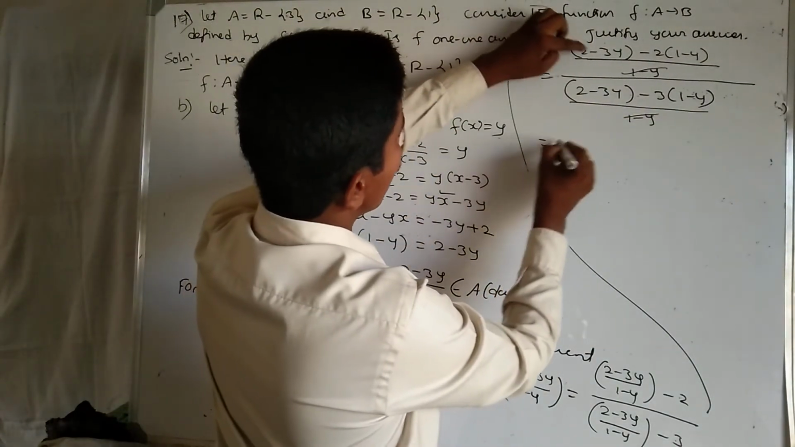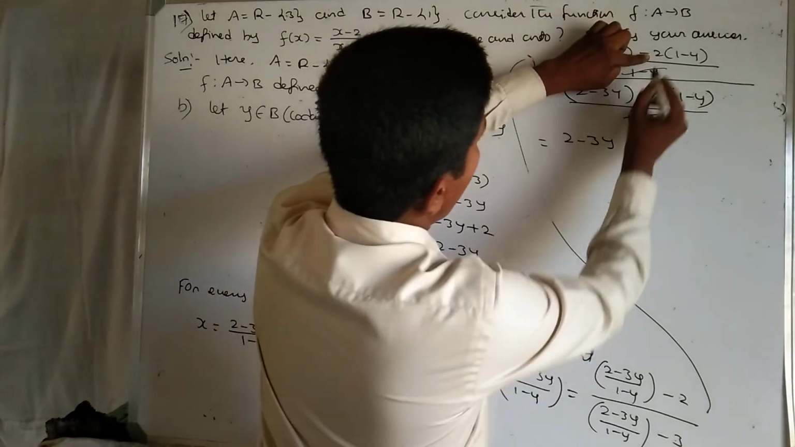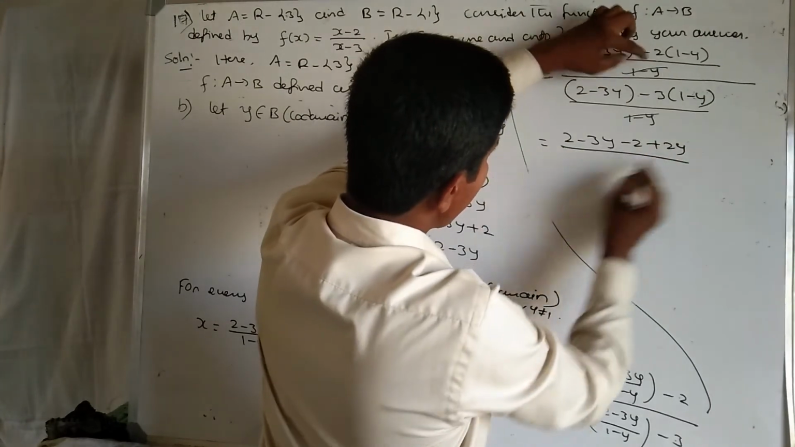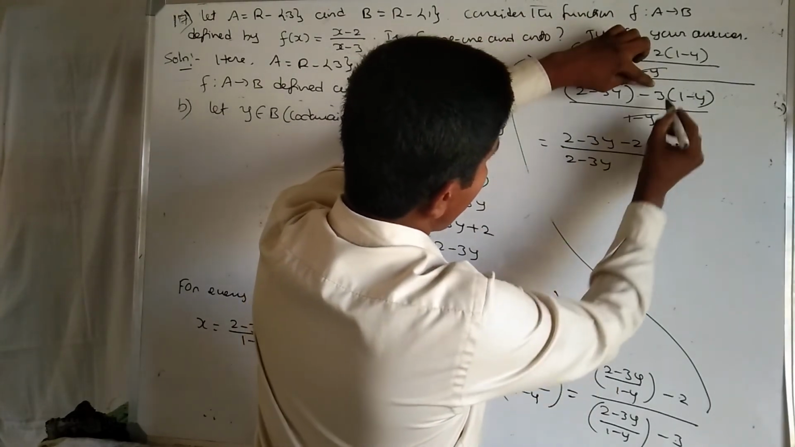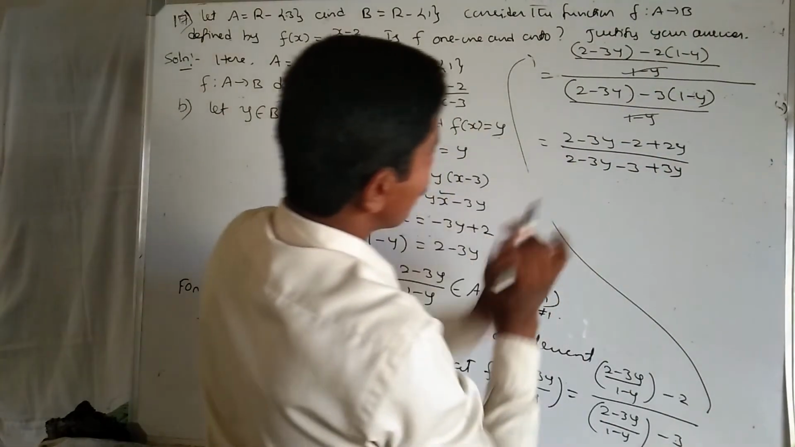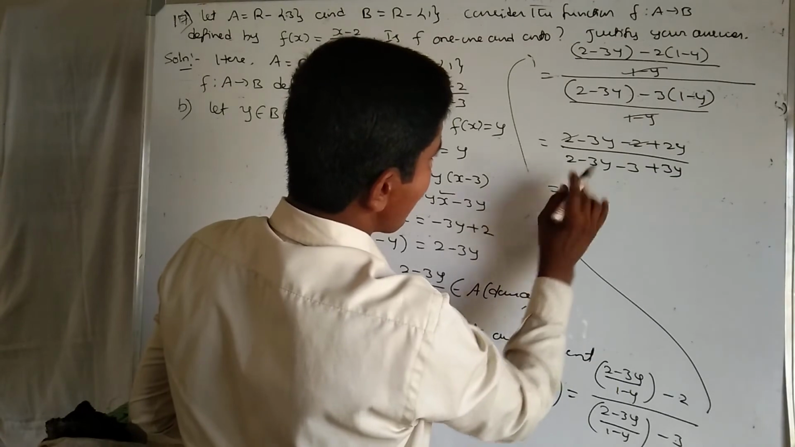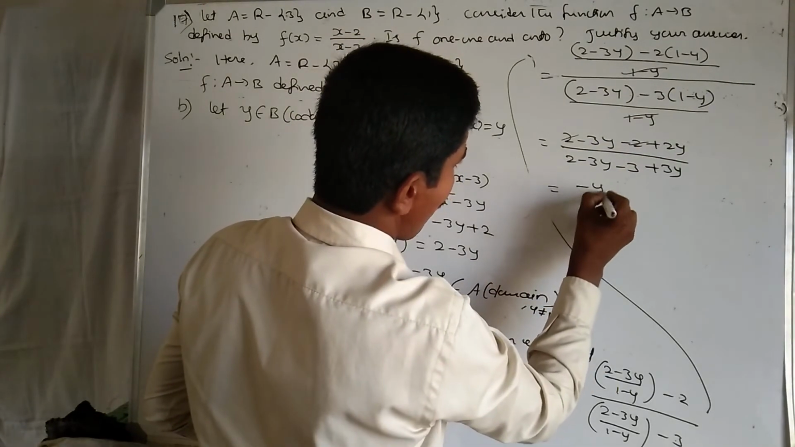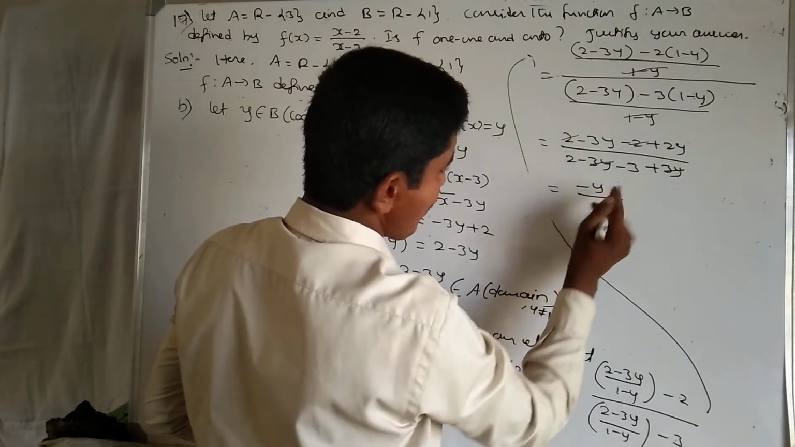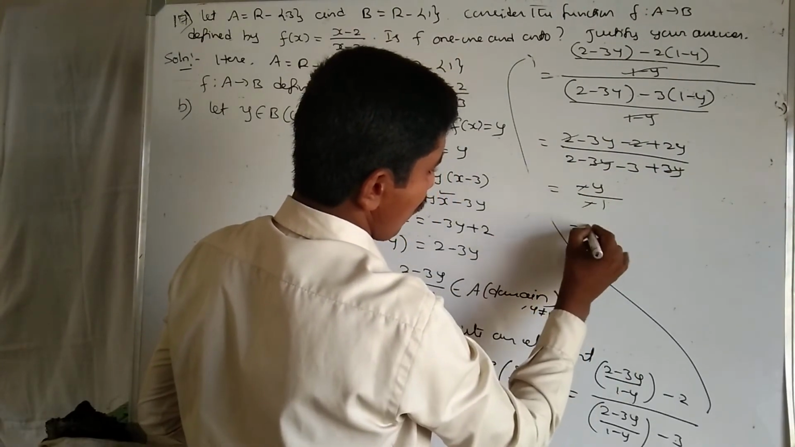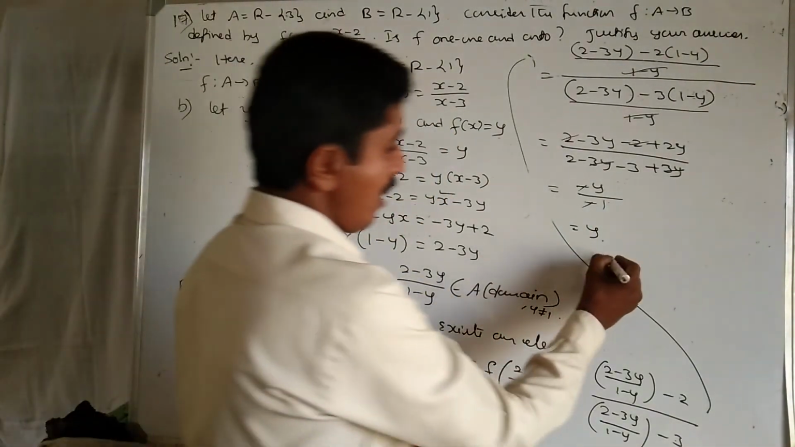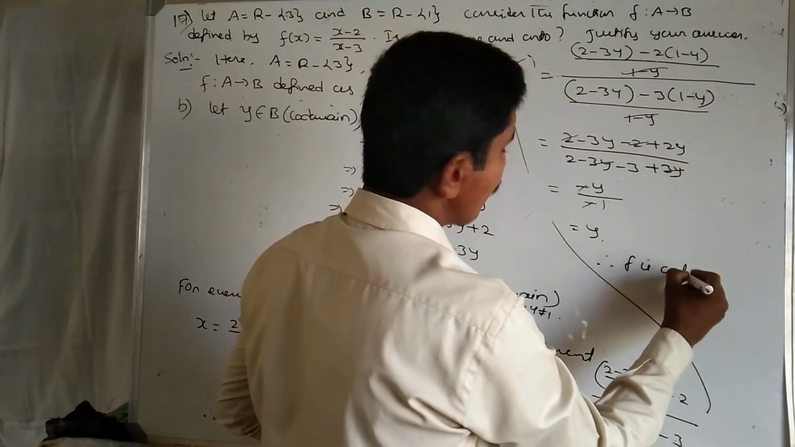Simplifying this: 2 minus 3y minus 2 into 1, minus 2 into minus y, plus 2y, divided by the denominator 2 minus 3y minus 3 into 1, minus 3 into minus y, plus 3y. 2 minus 2 gets cancelled. Minus 3y plus 2y is minus y, divided by, in the denominator, minus 3y plus 3y cancel, 2 minus 3 is minus 1, so minus y. Minus minus cancels, giving y. This f of x value equals y, which means clearly this function is onto.